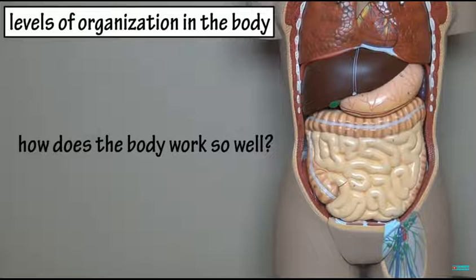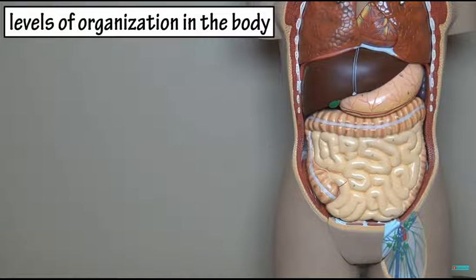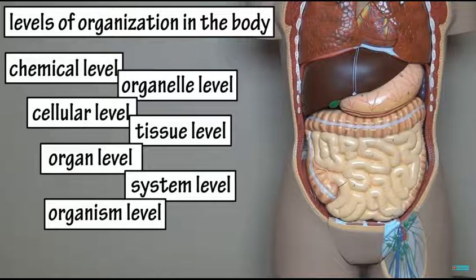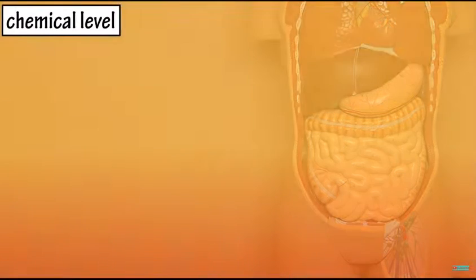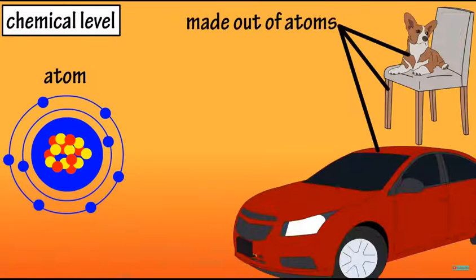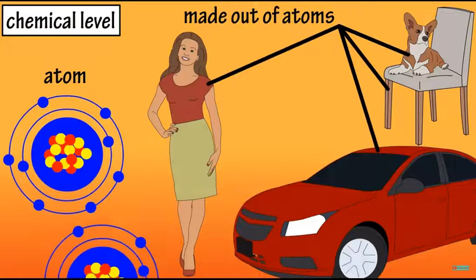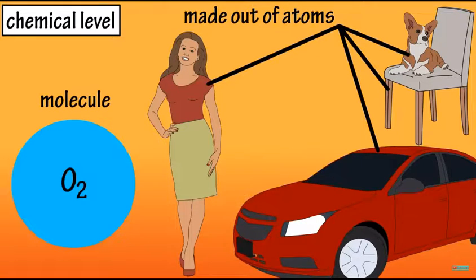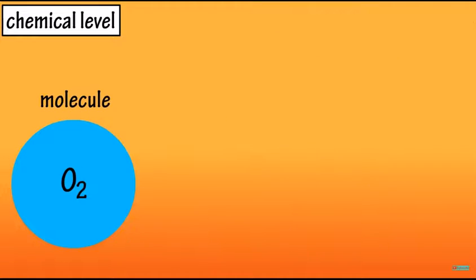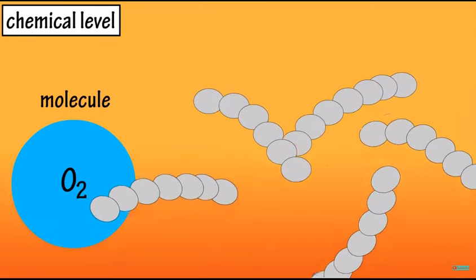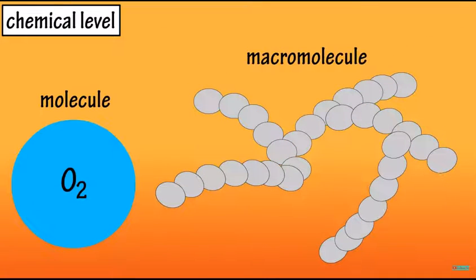In order to understand the human body and anatomy, it's good to break things down into levels. In this video, we're going to look at the 7 levels of organization of body structure and function. The first level is the chemical level, and it starts with atoms, which make up every material thing in the universe, including our bodies. Atoms can bond together to form molecules, which are larger chemical groupings, and molecules can combine with other molecules and more atoms to form macromolecules.